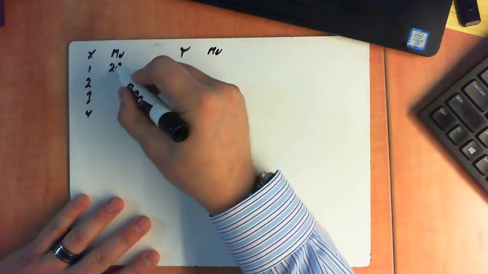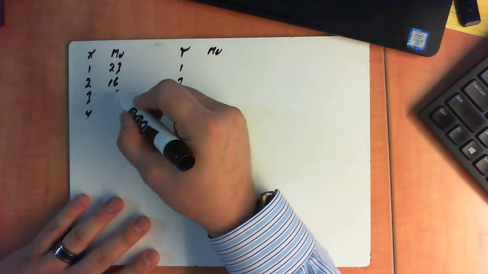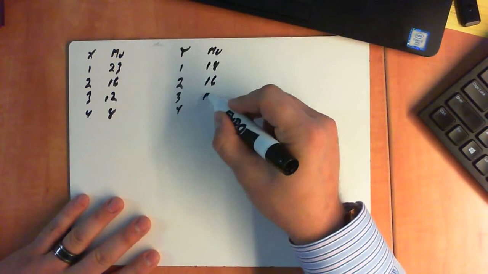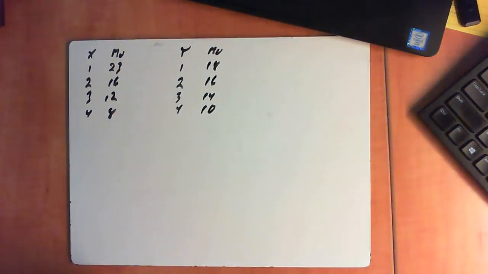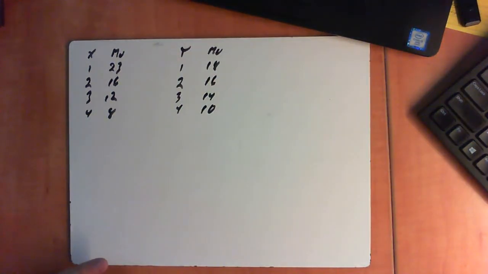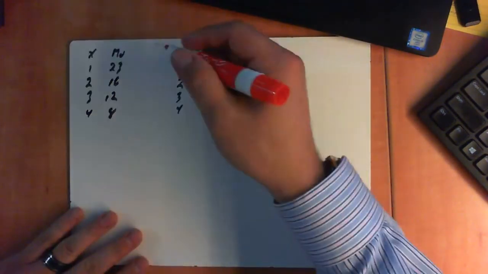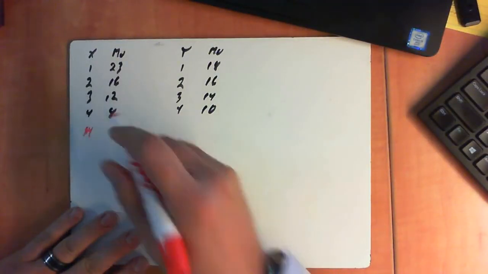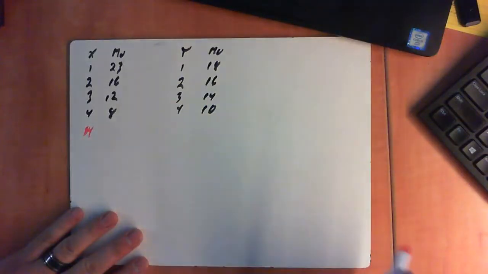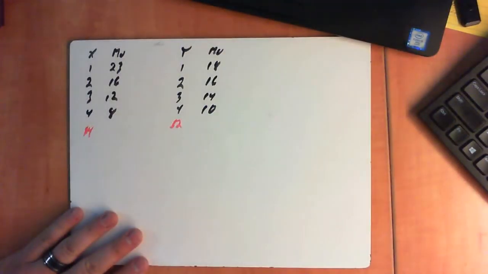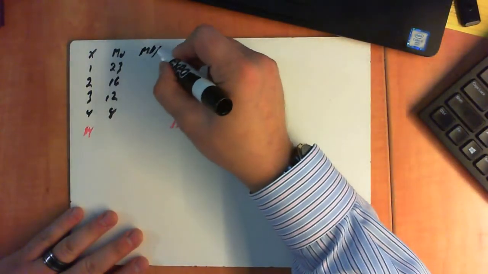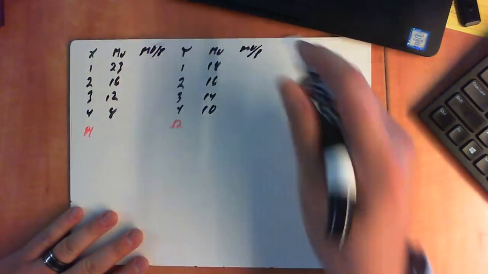So we're going to say 23, 16, 12, 8, and on this end we'll say 18, 16, 14, and 10. So the next step is to divide the marginal utility by price. And so we'll say the price of good X is $4, and the price for good Y is $2. So we're going to calculate the marginal utility by price.